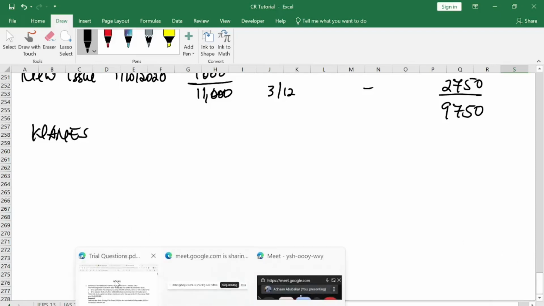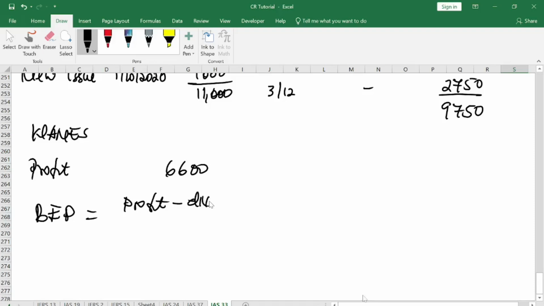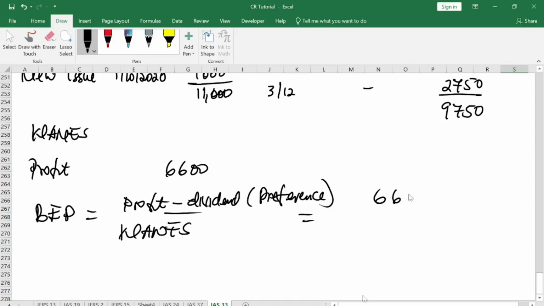In the question, did they give us the profit? Yes, profit is 6,600. So our basic earnings per share is our profit less preference dividend, all divided by the weighted average number of shares. Your profit was 6,600, all divided by 9,750. So basic earnings per share is 0.68. All right, so this is basic earnings per share at full market price. Thank you very much.